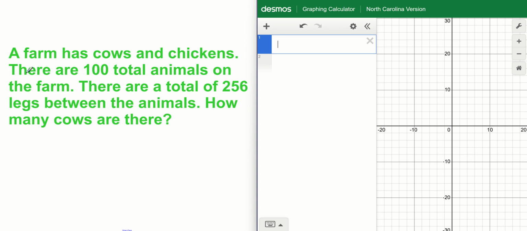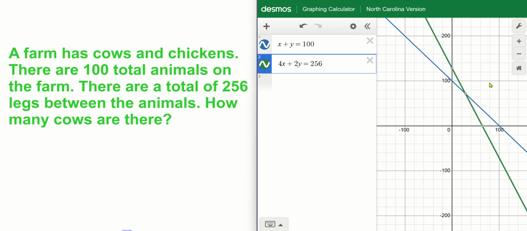All right, so there are 100 total animals. You add the two animals together. We have X plus Y equals 100. For that equation, it does not matter which one's cows and which one's chickens. When we write the second equation with the number of legs, that's where it matters. Whatever letter is going to be the cows has to have a coefficient of 4. Chickens need a coefficient of 2, and it's going to be equal to 256. Obviously, we're getting some big numbers, so you're going to have to zoom out. So we have 28 cows, 72 chickens. It's only asking for the cows, so the 28 is our answer.